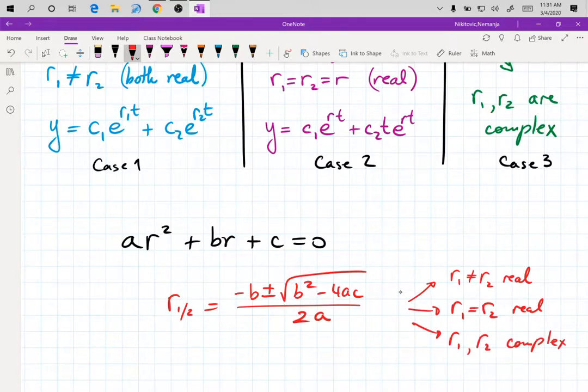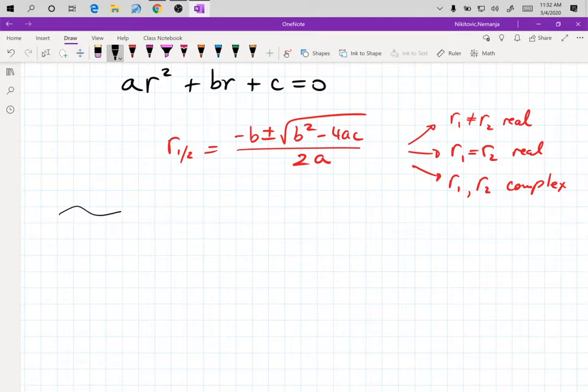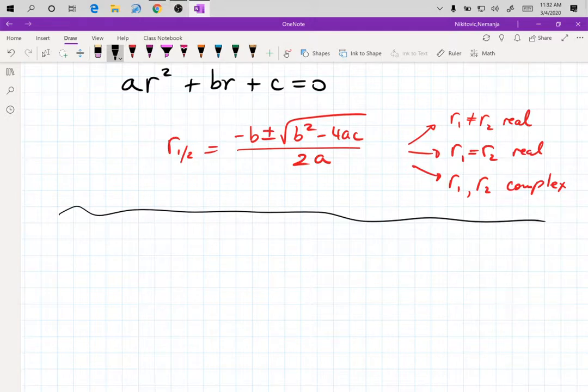For the complex, they always work out to be what we call a complex conjugate pair. So you will always get the same numbers. The sign in between the real and imaginary part would be plus and minus. So that's what it means to have a complex conjugate pair. Let's take a look at an example and the type of solution that we are going to get for complex roots.